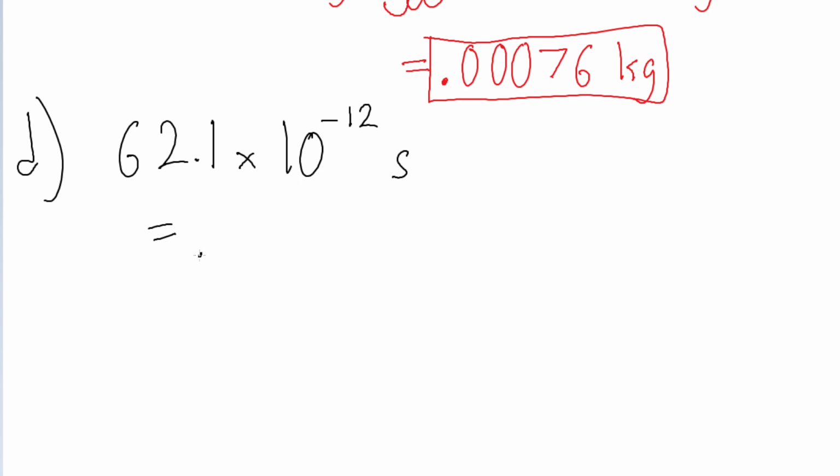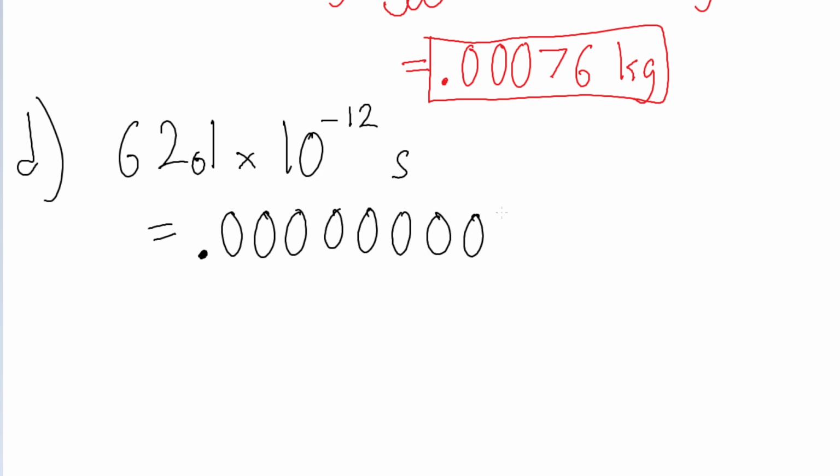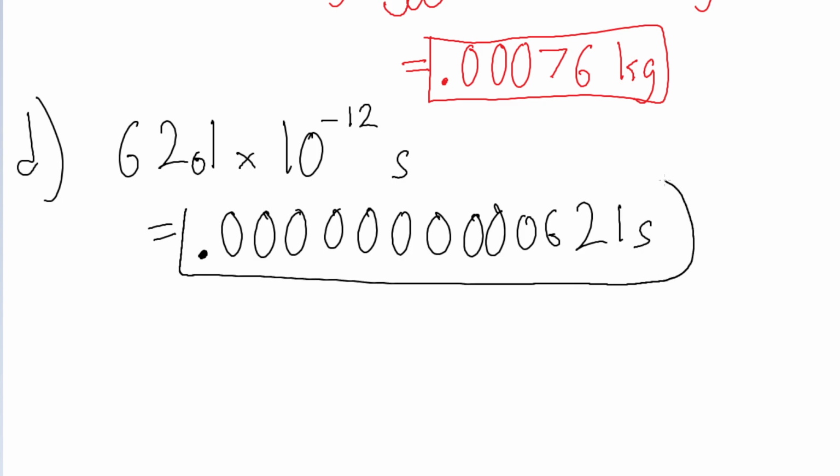This is the same thing as a decimal point followed by, so we're moving this decimal point 12 spaces to the left. So we're going to be covering the 6 and the 2, and then 10 more spots. So this is going to be equal to 0 point, and then 10 zeros. 1, 2, 3, 4, 5, 6, 7, 8, 9, 10. And then 6, 2, 1 seconds. And that is the answer to part D.